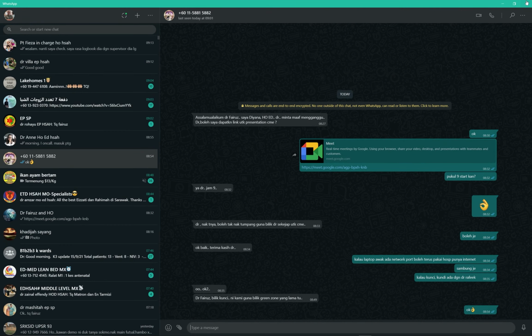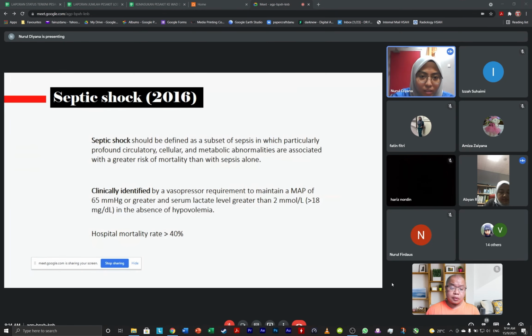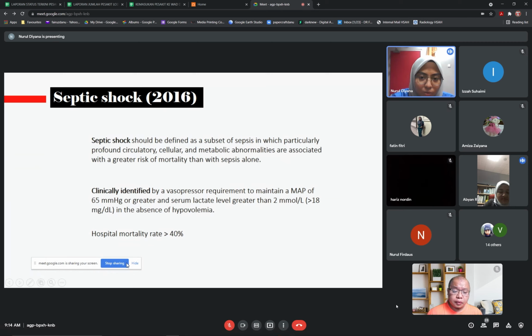Okay. Next, septic shock was defined as a subset of sepsis in which particularly profound circulatory, cellular and metabolic abnormalities are associated with a greater risk of mortality than with sepsis alone. Clinically, it is defined as the requirement of vasopressor to maintain the MAP at 65 or greater and serum lactate level greater than 2 millimole per liter in the absence of hypovolemia.